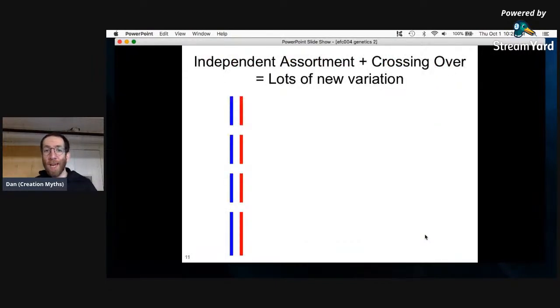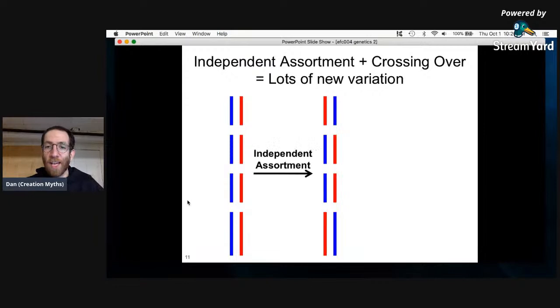So I just want to make clear the effects of these processes. Independent assortment plus another process of shuffling called crossing over, which we didn't talk about, where within the tetrad bits of the chromosomes can swap with each other, leads to new combinations of alleles. In this simple representation, each of these bars represents a chromosome, and each pair represents a homologous pair. So we've got 4 homologous pairs here, right? Via independent assortment, you've got dad's set on one side, mom's set on the other side, and you mix and match the chromosomes as units.